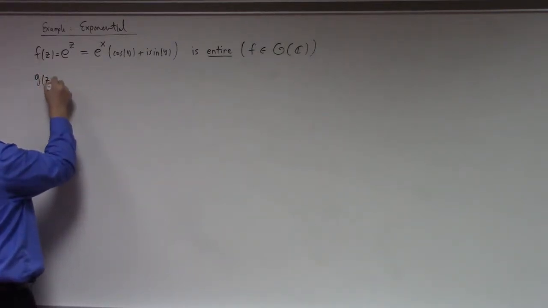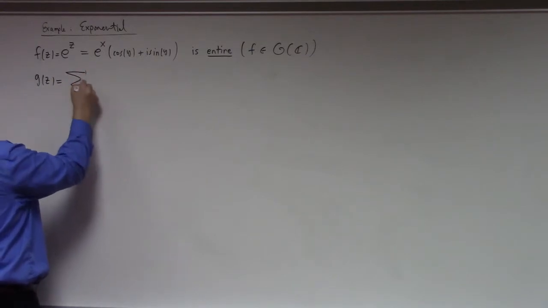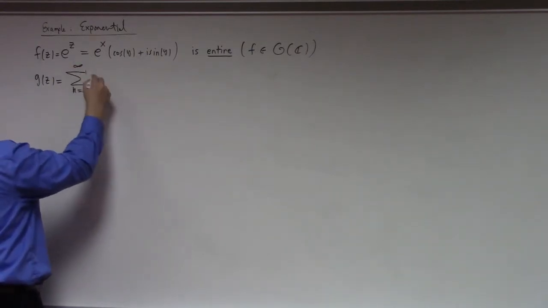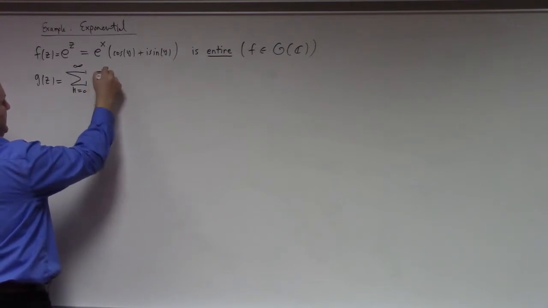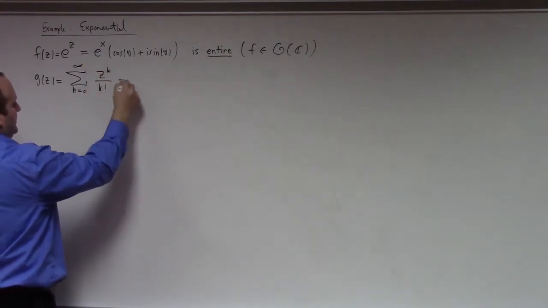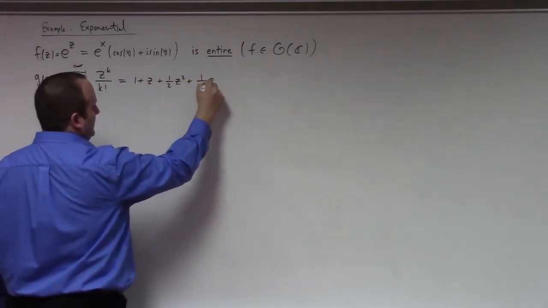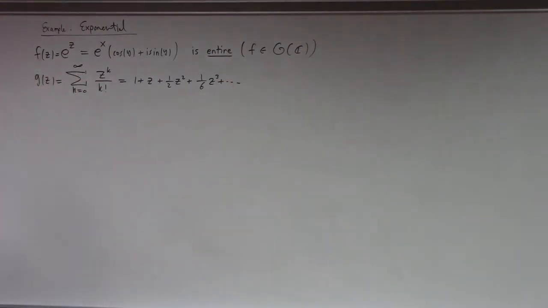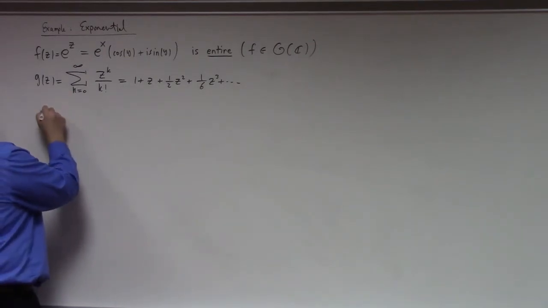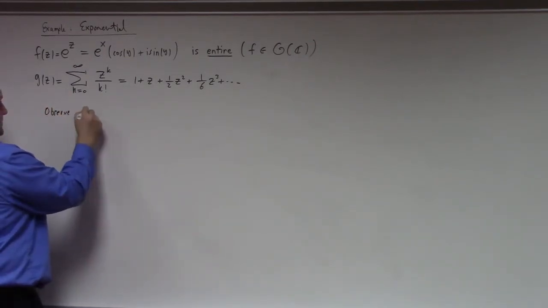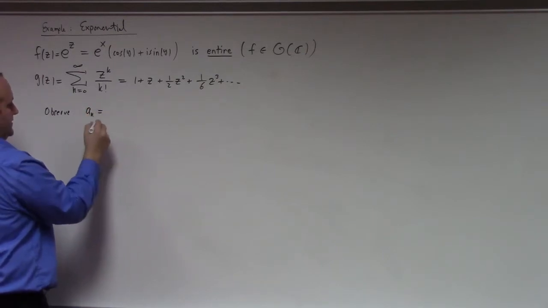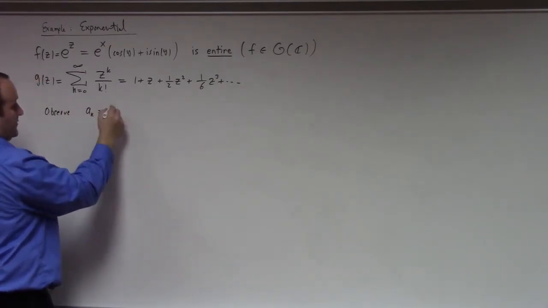How about this? G of z, I'm going to make up a new function. The sum, k equals 0 to infinity, of z to the k over k factorial. In other words, it's 1 plus z plus 1/2 z squared plus 1/6 z cubed plus and so on. I'm defining g by this power series. What's the radius of convergence for the power series? Let's see, what's the kth term? A sub k is what? It's 1 over k factorial, right?